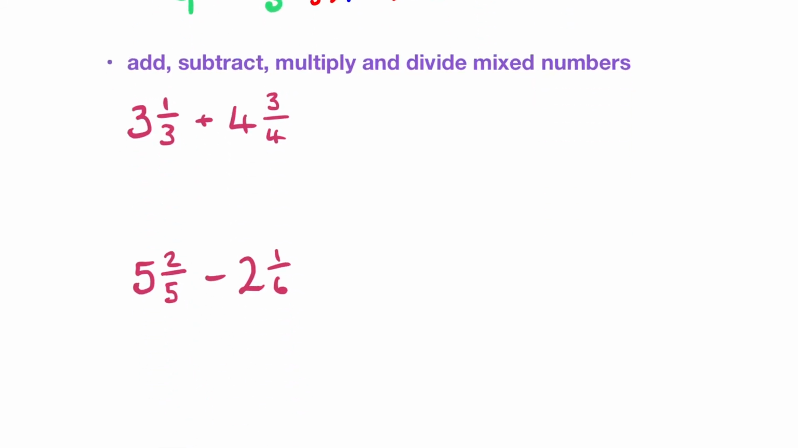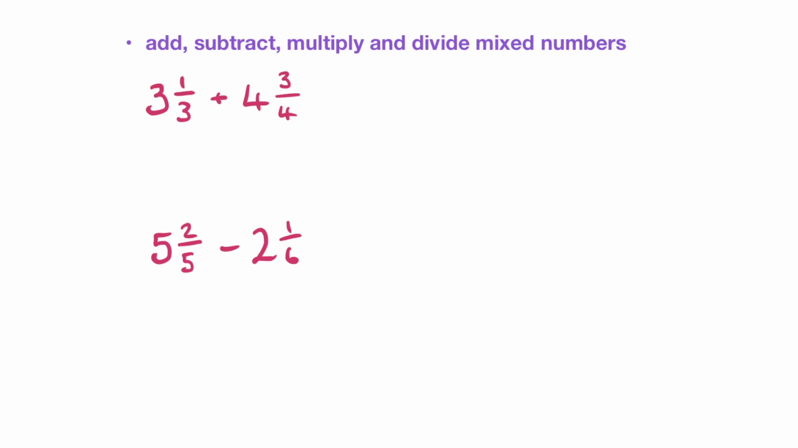Alright, then add, subtract, multiply and divide mixed numbers. So we've looked at this a little bit already, but we're going to have to do something a bit fancier with the second one here. So the way that I'm suggesting you do this is deal with the whole numbers first. Okay, so what we've got here, remember I broke that last one down. So 3 1/3 means 3 add 1/3. Add 4 and add 3/4, because everything's adding up.